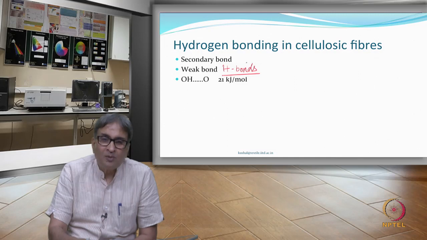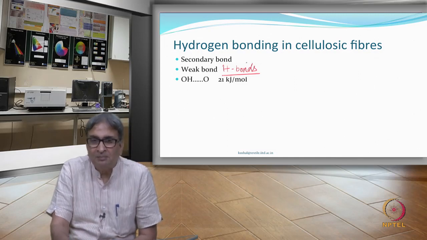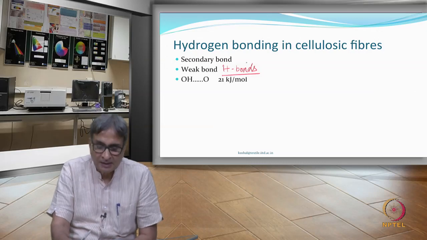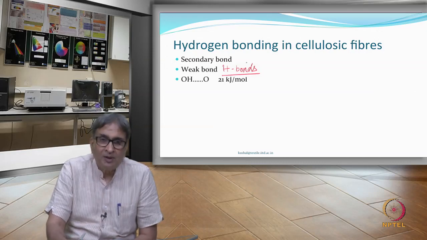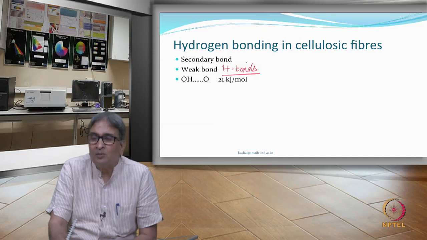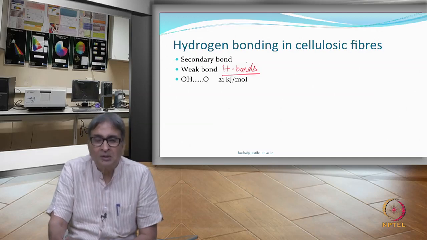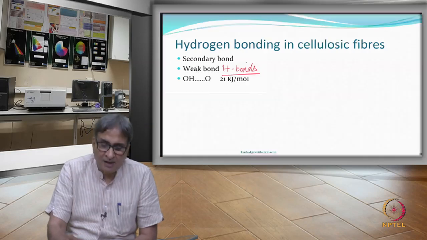Why are these hydrogen bonds weak bonds? Because the energy required to break them is less. Hydrogen bonds can be formed between the hydrogen of a hydroxyl group and oxygen, like in water itself. Although the energy level will vary, sometimes they are called strong hydrogen bonds or weak hydrogen bonds, but generally they are secondary and relatively weak.